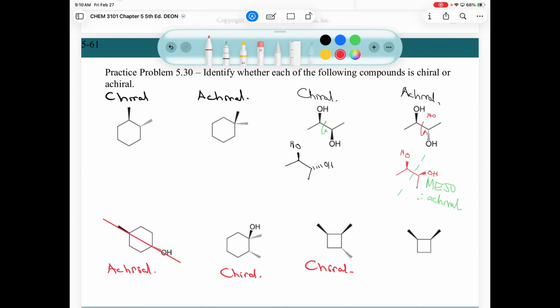What about the very last compound? What kind of compound is that, everybody? A meso compound, right? You've got two chiral centers, but there's a plane of symmetry going right down the middle of the compound. And so this is meso. So we'll put here meso, therefore achiral.